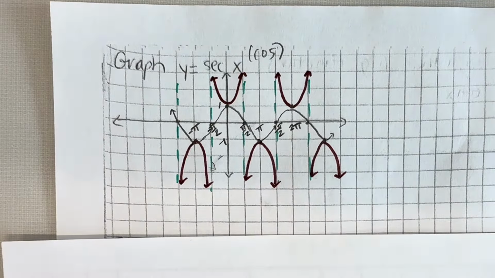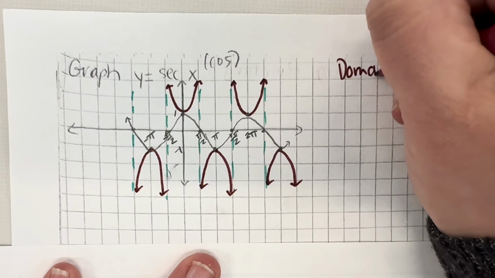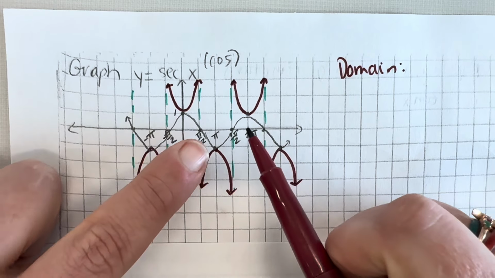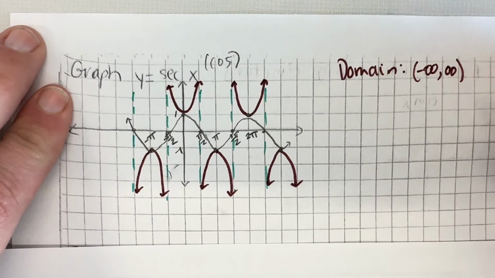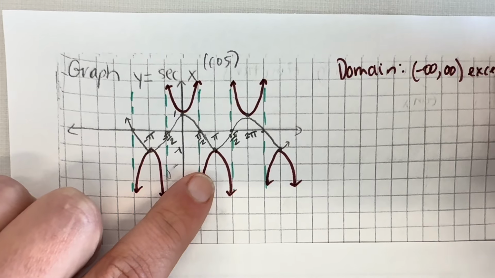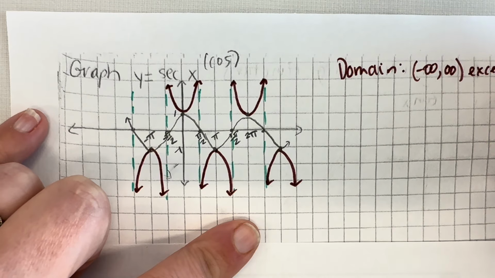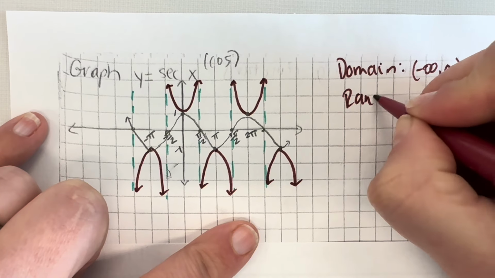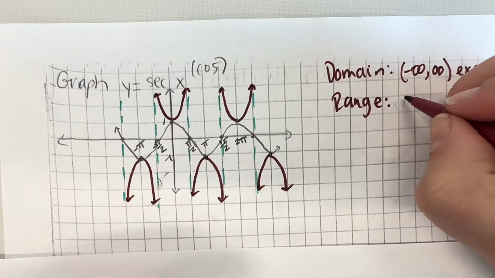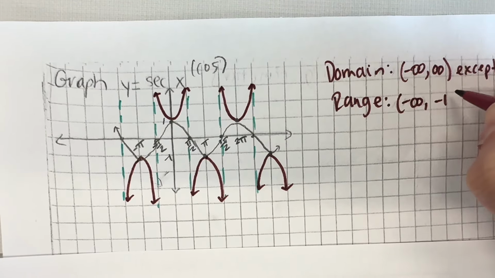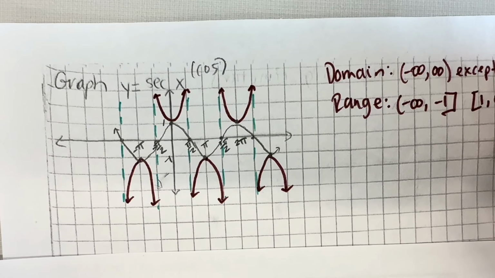So let's talk about the important parts of my secant here. So we'll start with my domain, so my x values. Okay, if I'm going to talk about my domain, it's going to hit all of my x values except where my asymptotes are, and those happen at units of pi over 2n. My range, those are my y values, so this is going to be the exact same thing as our other one. We're going to go negative infinity to negative 1, and we're going to go positive 1 to positive infinity.